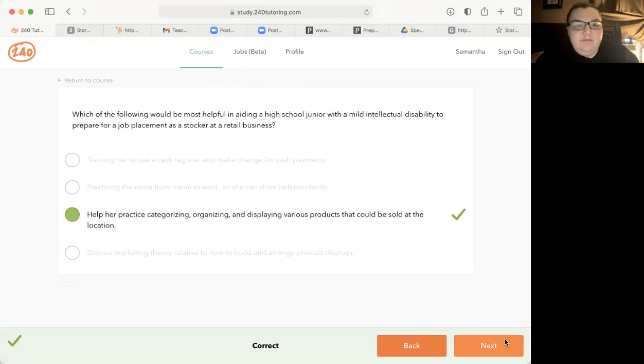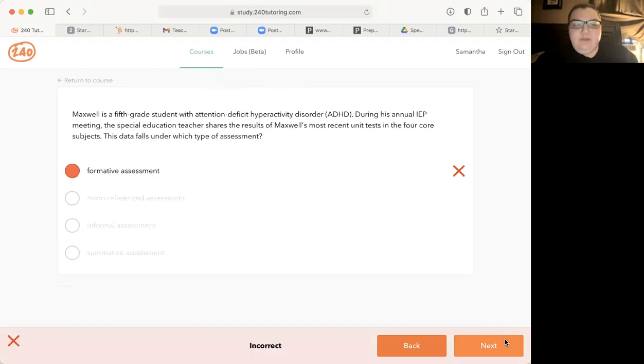Okay, so this one, I got it right. How to prepare for a job placement as a stalker is helping her practice and stuff. This is, I get confused with the formative, informal, or summative, and all that stuff. If you take a look at that paper that I told you to print out, there's a little one on the back where assessments are, and they're listed there.